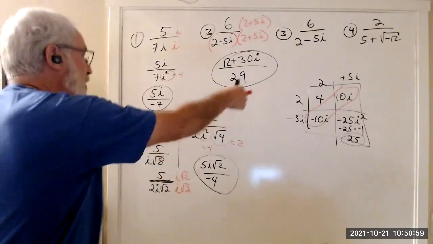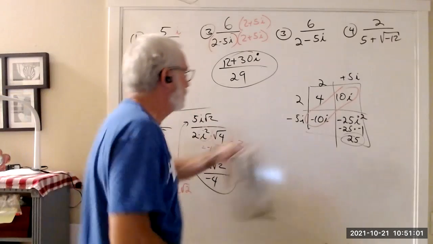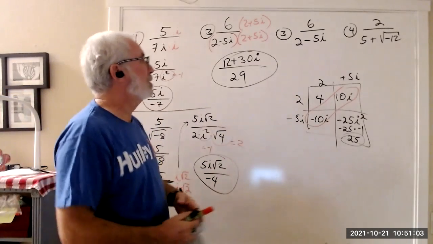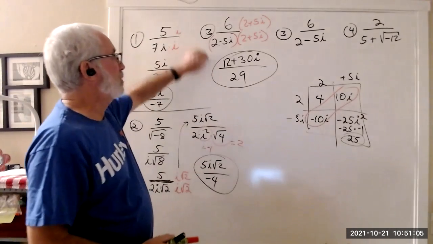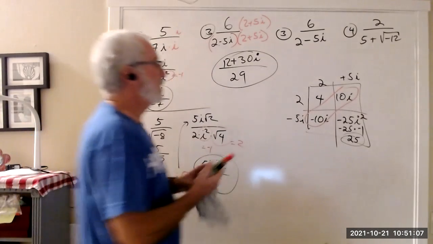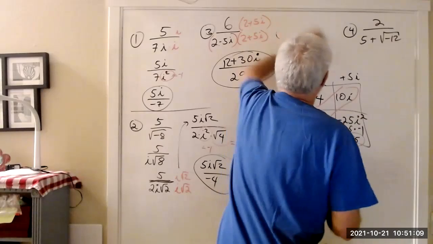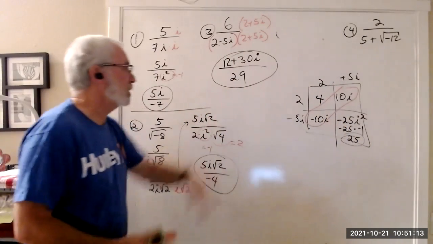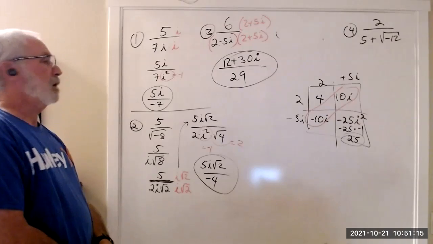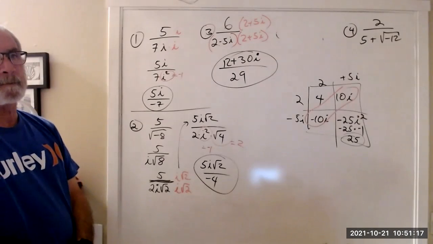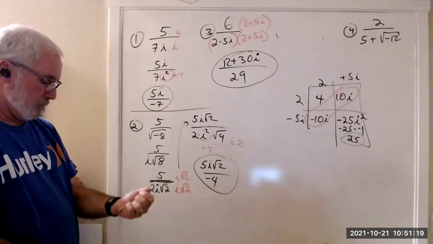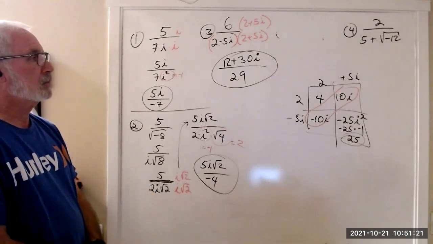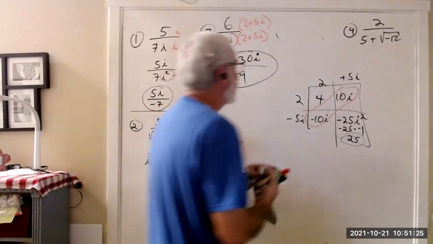I need to erase my little chart here. Are we okay with number 3 now? I've done number 3. I've shown you my work. I'm going to erase it to make room. Are we okay? Anybody? Okay. Last one, number 4.